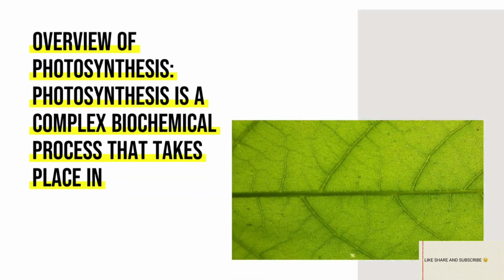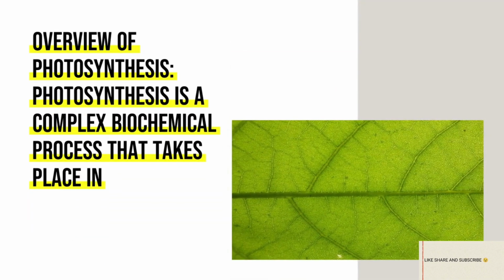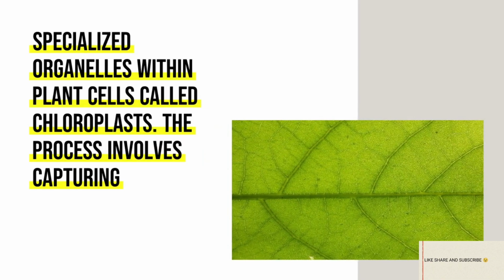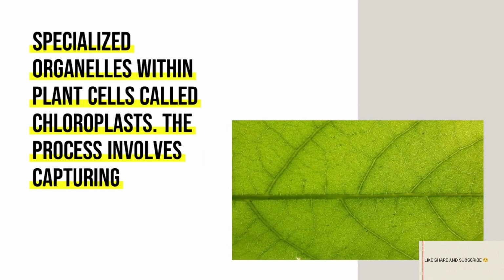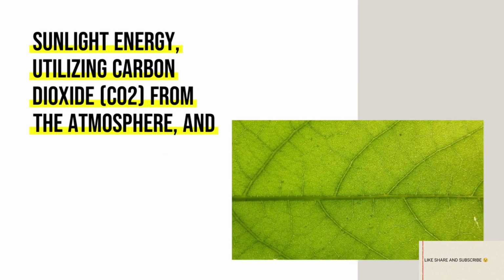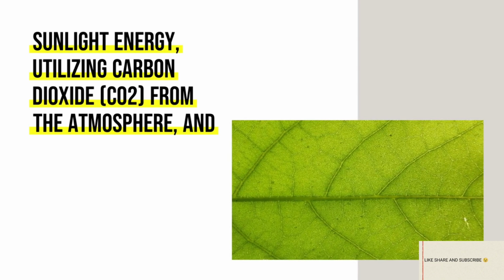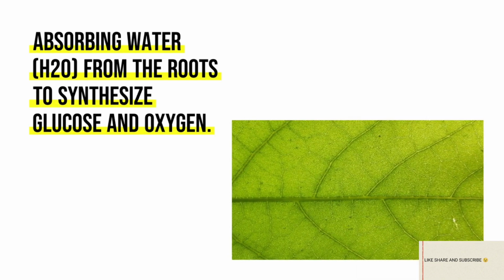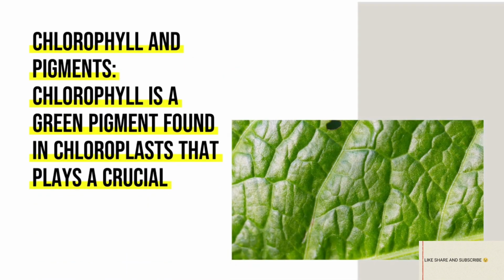Overview of photosynthesis. Photosynthesis is a complex biochemical process that takes place in specialized organelles within plant cells called chloroplasts. The process involves capturing sunlight energy, utilizing carbon dioxide, CO2, from the atmosphere, and absorbing water, H2O, from the roots to synthesize glucose and oxygen.